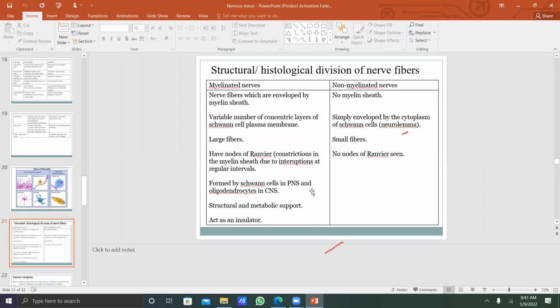So, we have talked about the special glial cells which form the myelin sheath of the nervous cells. According to that, whether there is a myelin sheath or not, we can divide the nerve fibers into myelinated nerves and the non-myelinated nerves. So, this table shows you some differences between the myelinated nerves and the non-myelinated nerves.